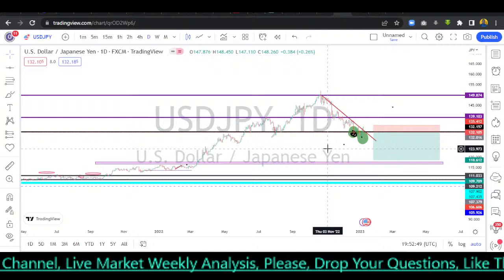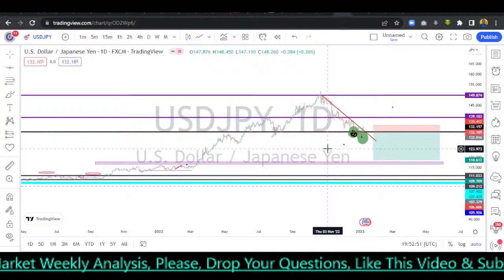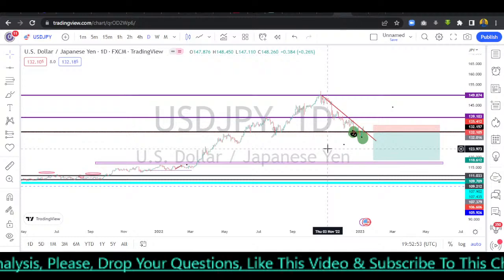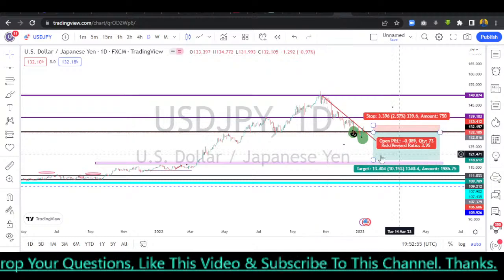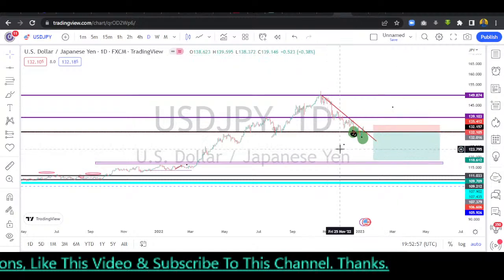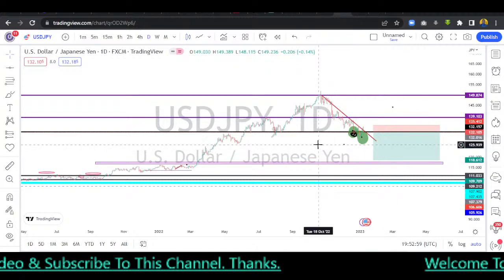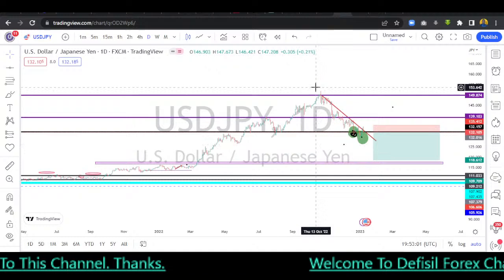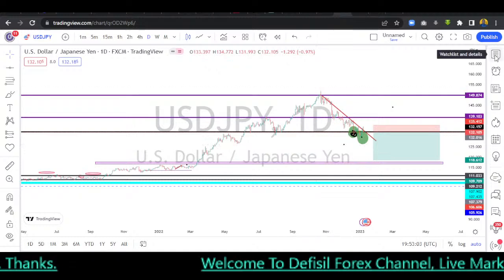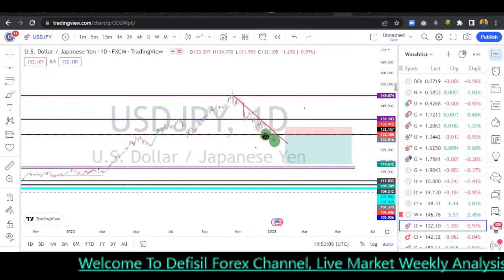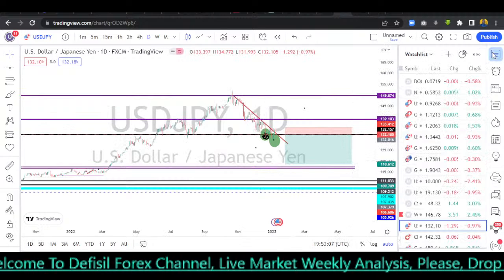So you can see how that particular point is playing out. So that's a very good one on USD JPY. So let's take one more on GBP JPY.